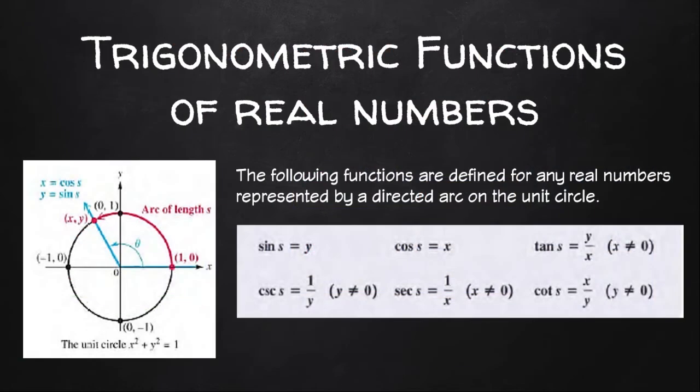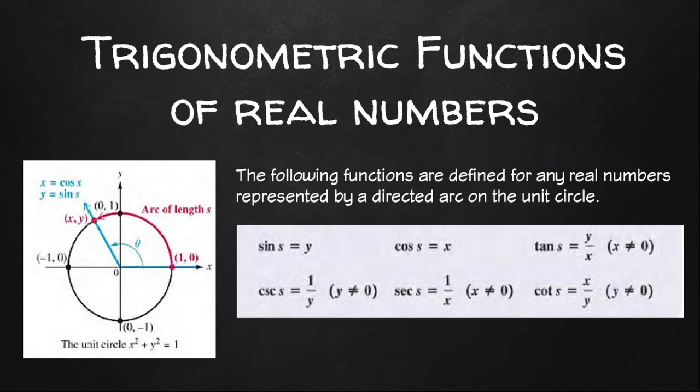So now let's go to our main topic, which is the trigonometric functions of real numbers. So the following functions are defined for any real numbers presented by a directed arc on the unit circle. So sine s is equal to y, cosine s is equal to x, tangent s is equal to y over x, that is x is not equal to 0, and cosecant s is equal to 1 over y, secant s is equal to 1 over x, cotangent s is equal to x over y.